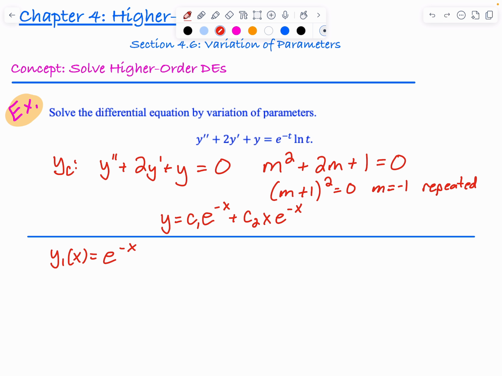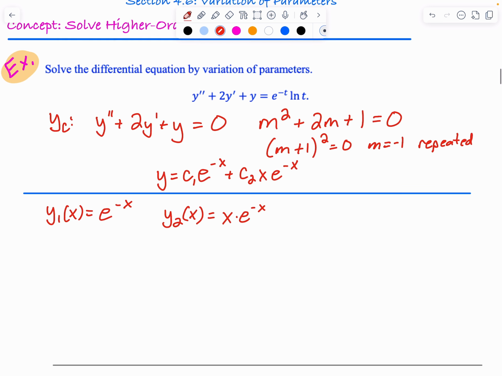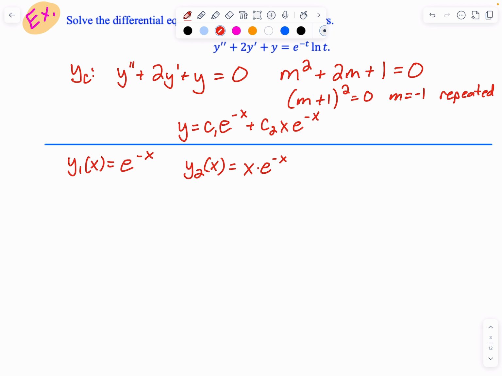I'm going to go ahead and just put them in the form that I'm going to need it to look like. y2 is going to be x times e to the negative x. All right, I know that I'm going to use the Wronskian, so that means I need derivatives of these. So y1 prime of x is going to be negative e to the negative x. y2 prime of x, it's a product rule. So I take the derivative of x, then I'm going to take the derivative of e to the negative x.